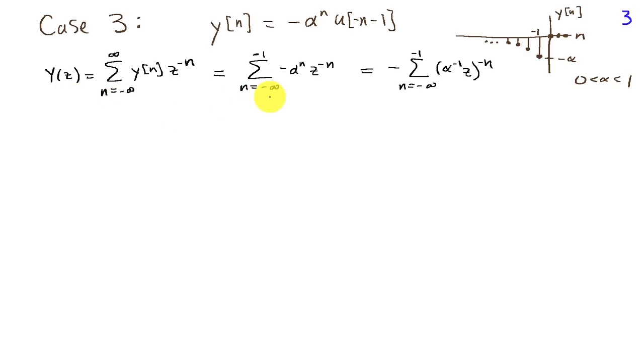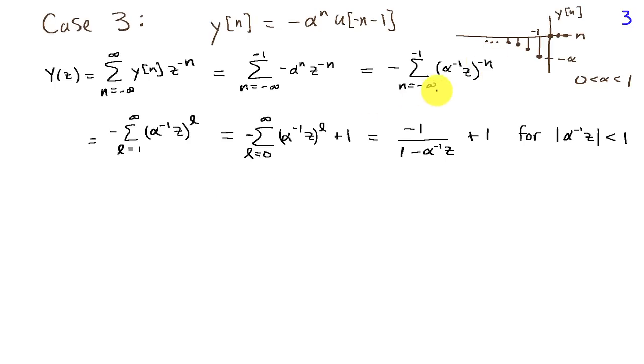And we have the sum from n equals minus infinity to minus 1 of negative alpha to the nth power times z to the minus n. So we'll pull the minus sign out because it's not inside of the power. We're not raising the minus sign to the power. It's just out front. We're going to pull that out of the sum, put that here, and then we'll group again the terms being raised to the nth power. We can write this as alpha inverse times z, raised to the minus n power.